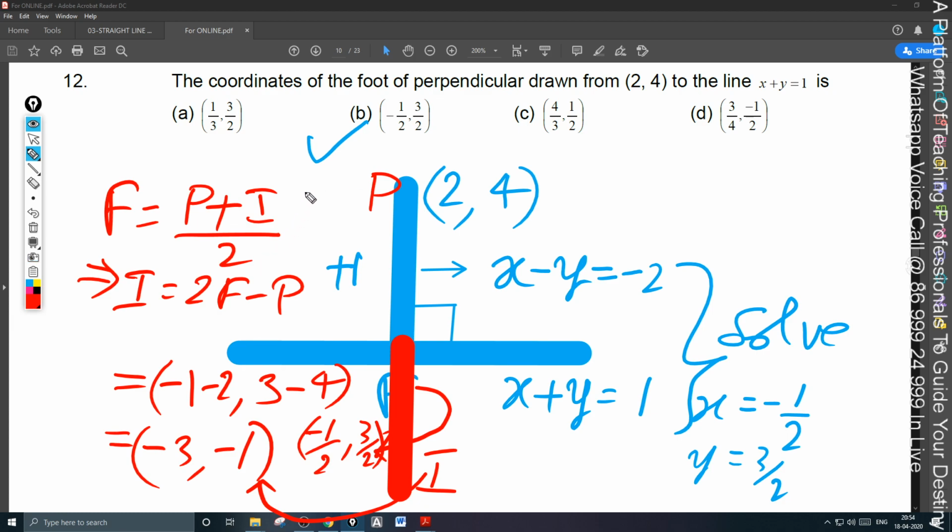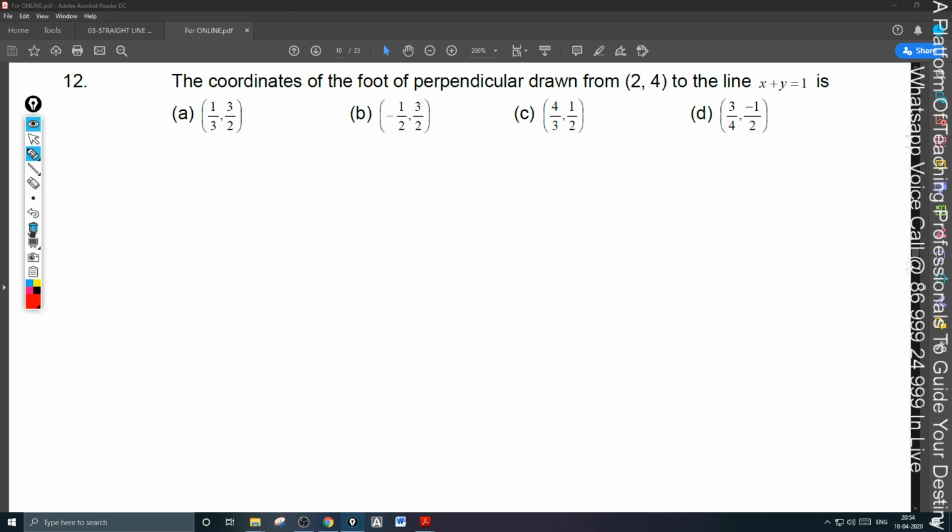I am taking up the similar question next, where the image is to be found out. If you want to find out the image, then both the foot and the image are to be found out. I am not using the formula, I am just working out using the concept directly. Okay. Now, next question, let us see.